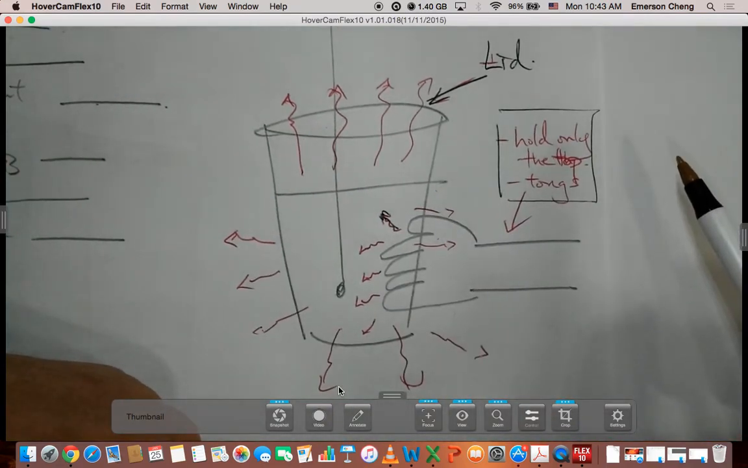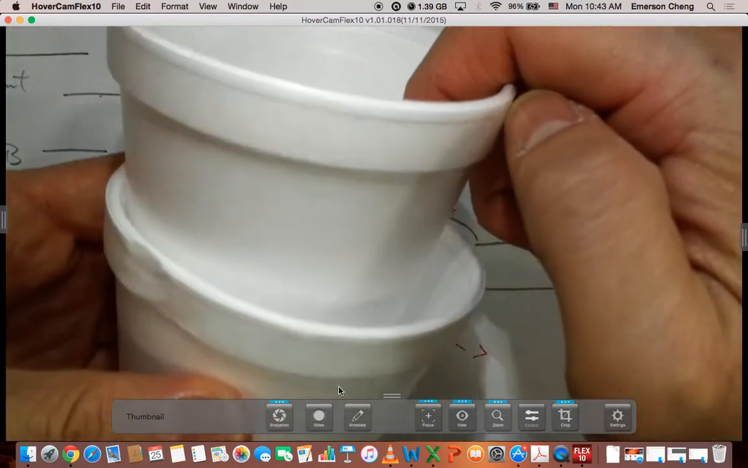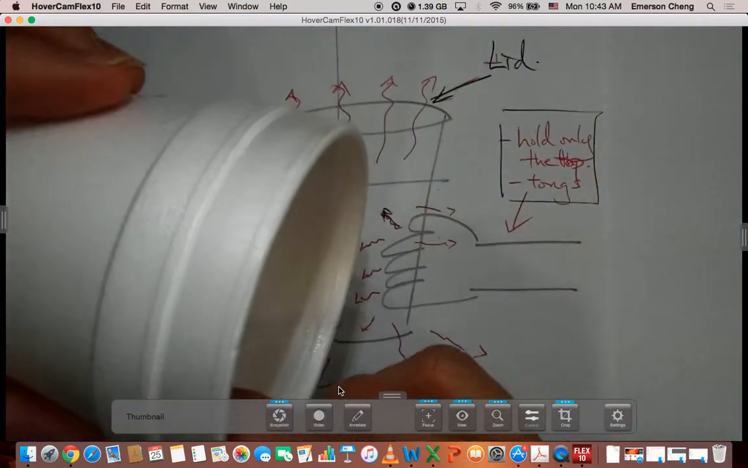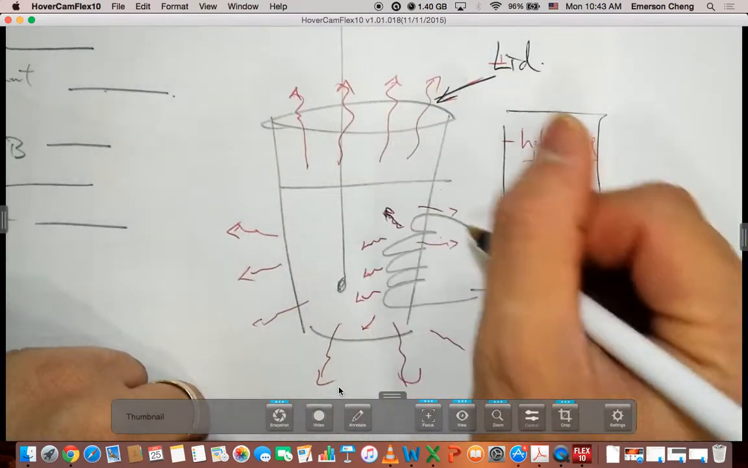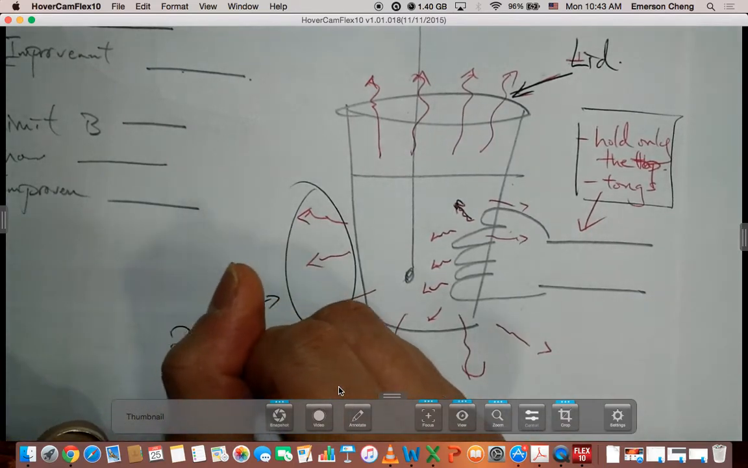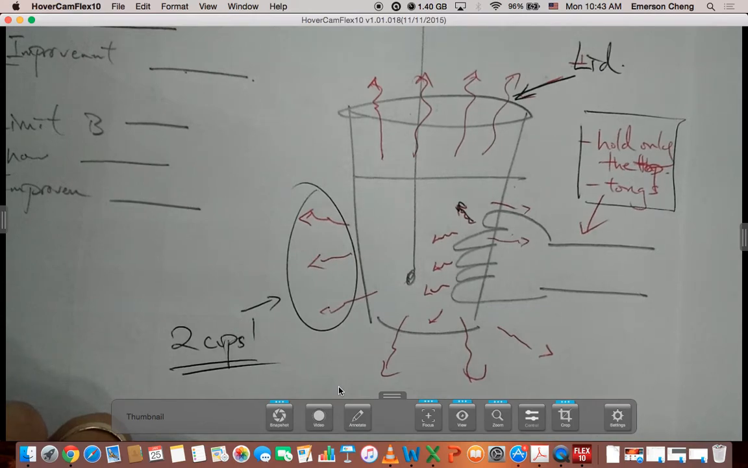But if one cup is not enough, what should you do? Several cups. You do two cups. Oh, two cups. So you have two layers of insulation. So for this problem, two cups. So creative. It is simple and solves the problem, right?